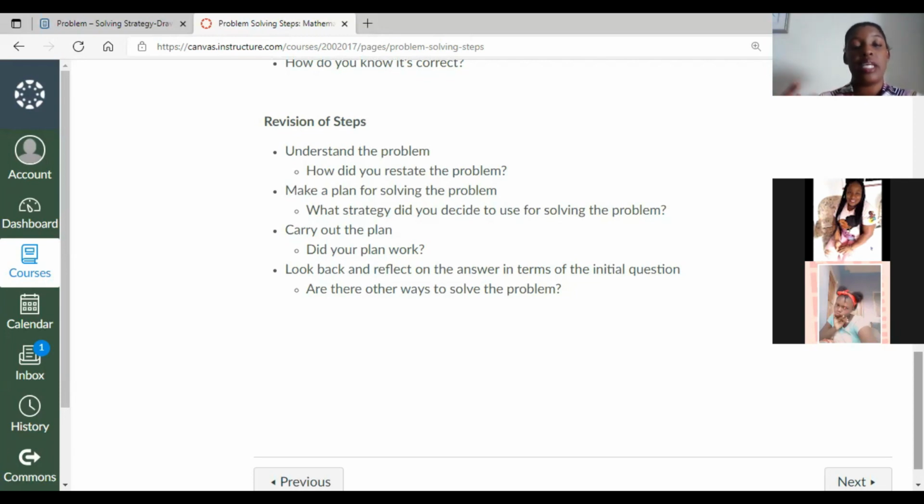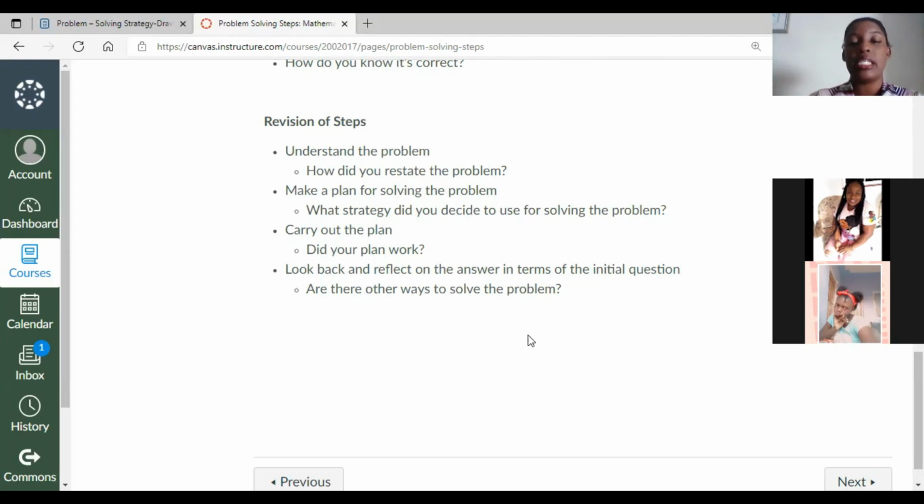Say, for instance, we say that we're going to identify keywords and clue words. If we choose that as a plan, when we are doing our planning and we see that that does not suffice, it doesn't work by itself, we add another plan, which is drawing a helpful diagram. And then we can use both of those plans together to solve the problem. Then finally, we look back and reflect on the answer in terms of the initial problem.